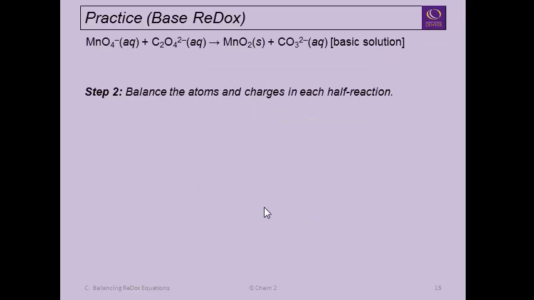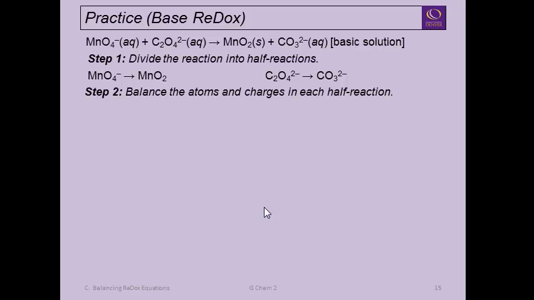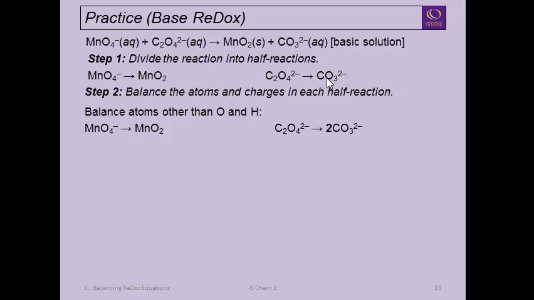Now let's look at the next one where you're actually doing redox in a base. Divide into 2 half reactions. In this case we have permanganate going to manganese dioxide, and this is an oxalate anion that's going to carbonate. So let's start with balancing the atoms other than O and H, and in this case the manganese is fine. On the right hand side it looked like we have to take care of a couple carbons.